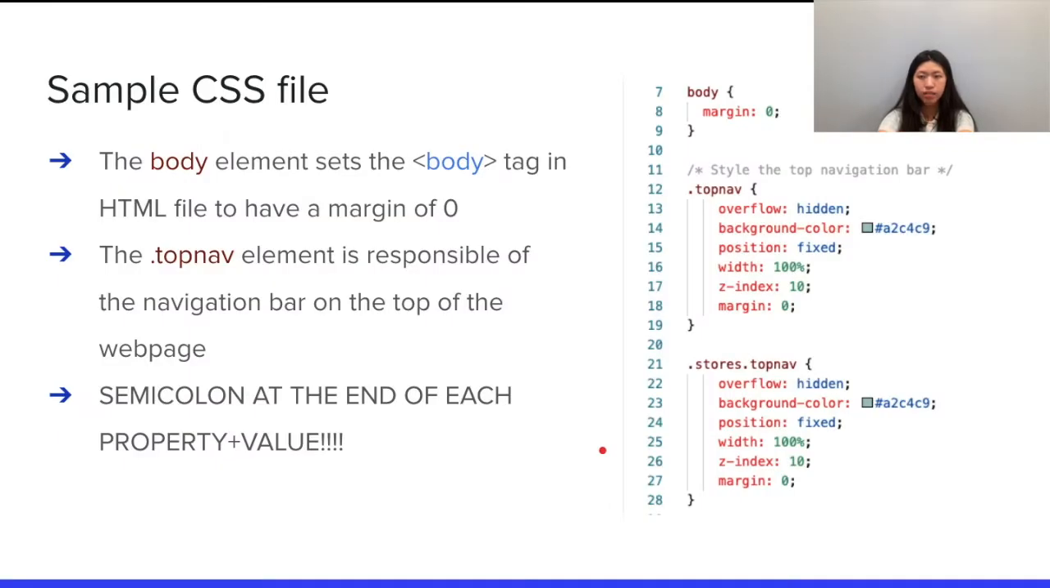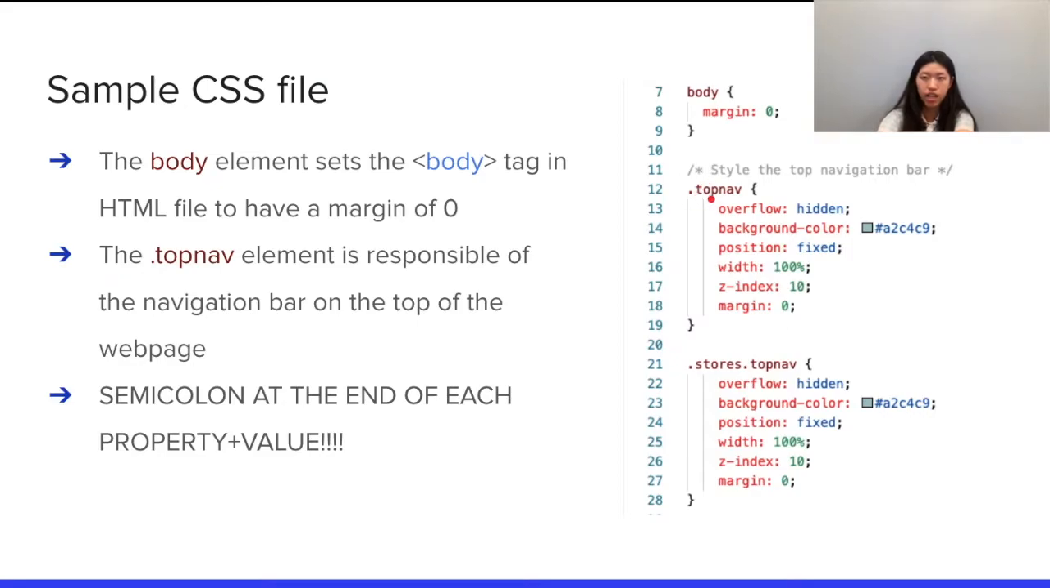And this is a sample of a more complex CSS file. So the body, as we can see here, there's no dot because we're calling the body tag, and so we can style the whole entire body with a margin of 0, so there is no margin. This is what we're specifying here.